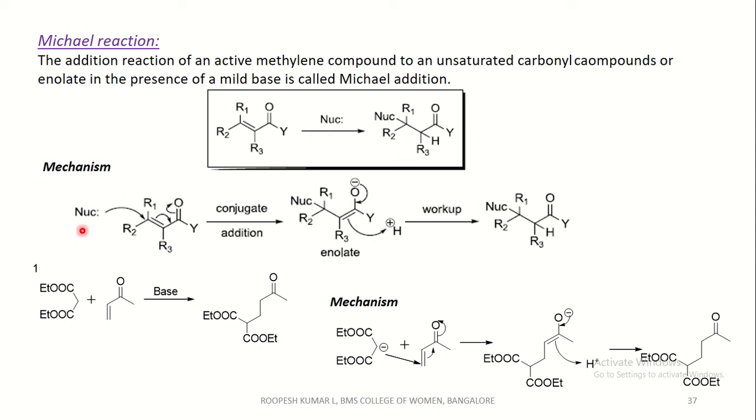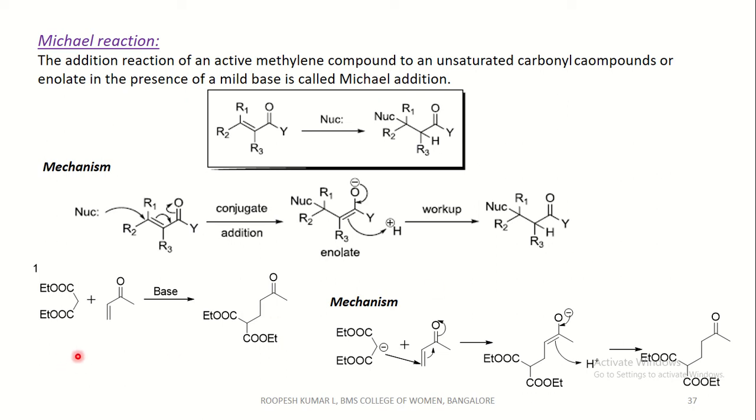Coming to the mechanism, the nucleophile, to be specific an active methylene compound, attacks the alpha beta unsaturated ketone. There is a double bond here. This double bond shifts here, and this double bond shifts to form a negative charge on the oxygen. This is a conjugate addition which forms an enolate. This is an enolate, and again this negative charge shifts to form a C double bond O, and this subsequent double bond takes a proton to form the corresponding adduct.